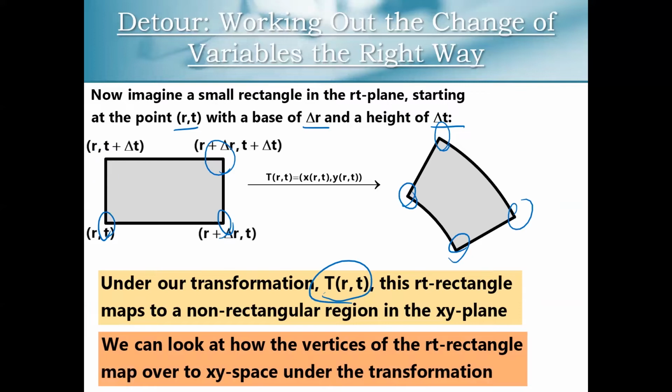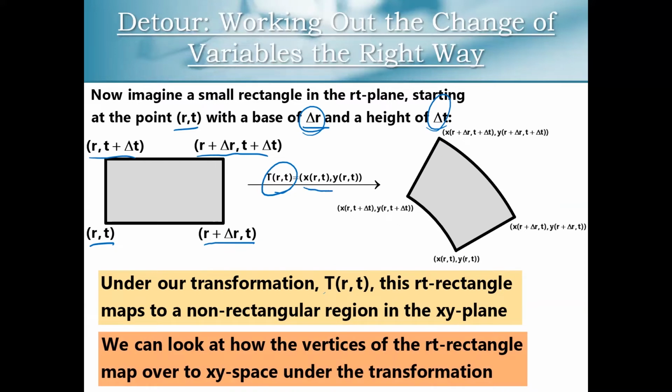So let me put some labels in here. For my labels, I've got my starting point of r comma t, and then my other vertices you just get by adding the base and the height, right? If we're just thinking of this in terms of coordinates, the point on the right here is r plus delta r comma t, and you could do that for all 4 vertices. Now, how do those 4 points map into XY space? You just apply your transformation.